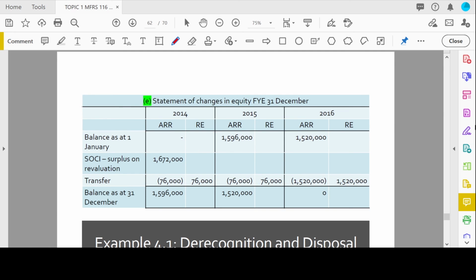In year 2015, the only transaction that affects ARR and retained earnings is the transfer from ARR to retained earnings. So 76,000 is deducted from ARR and added to retained earnings. What happened in year 2016? There is a disposal of the asset, meaning that we are going to close the ARR account of the plant. So we transfer all the balance in the ARR account to retained earnings. So that's all the discussion for derecognition and disposal of revalued asset.